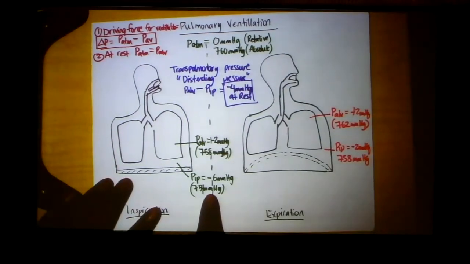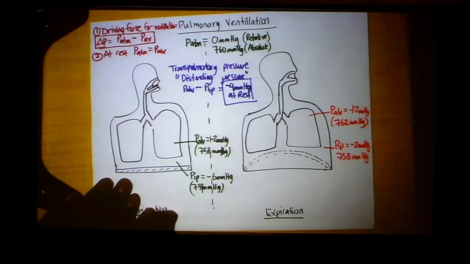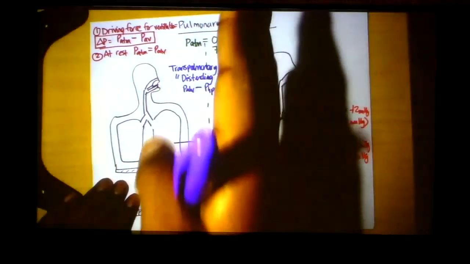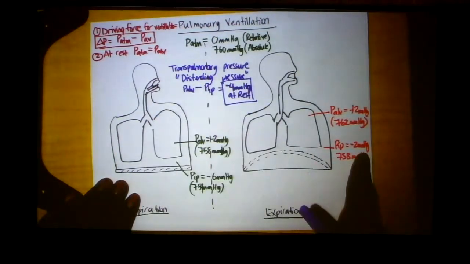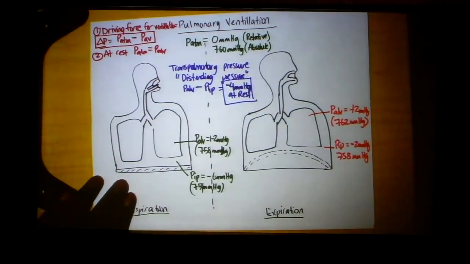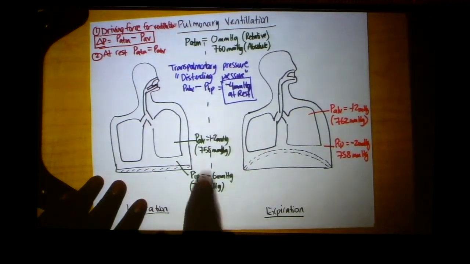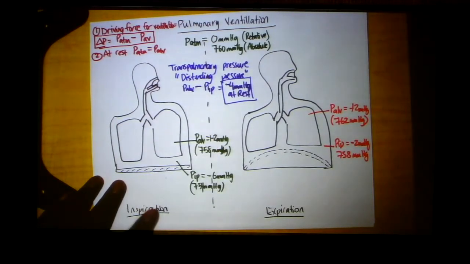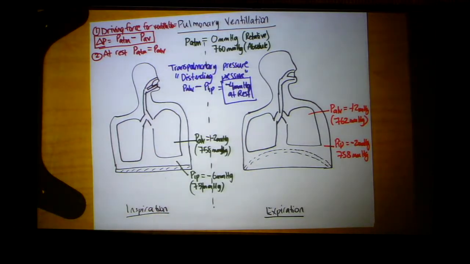So it goes from being -6 during inspiration, it gets to -4 when we're at complete rest, and then eventually it gets to -2, then back to -4 to -6, and so on and so forth. But it must always be less, the intrapleural pressure must always be less than the alveolar pressure. So this value must always be a negative value, okay? All right. What questions do we have at this point? Other than the scratchy handwriting, what questions do we have?